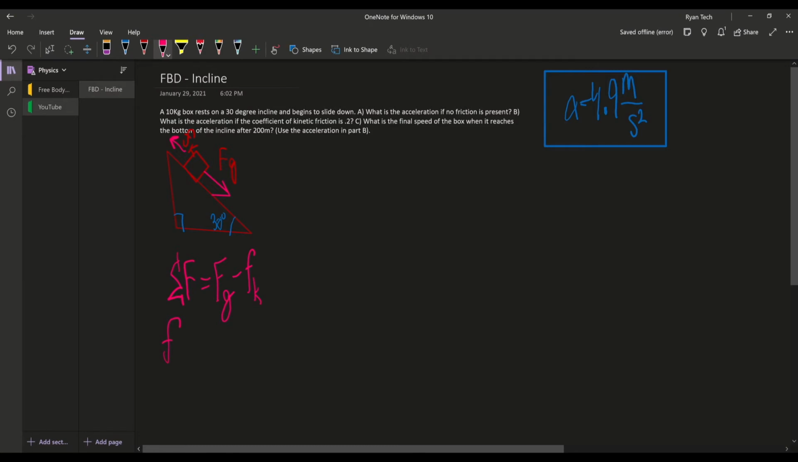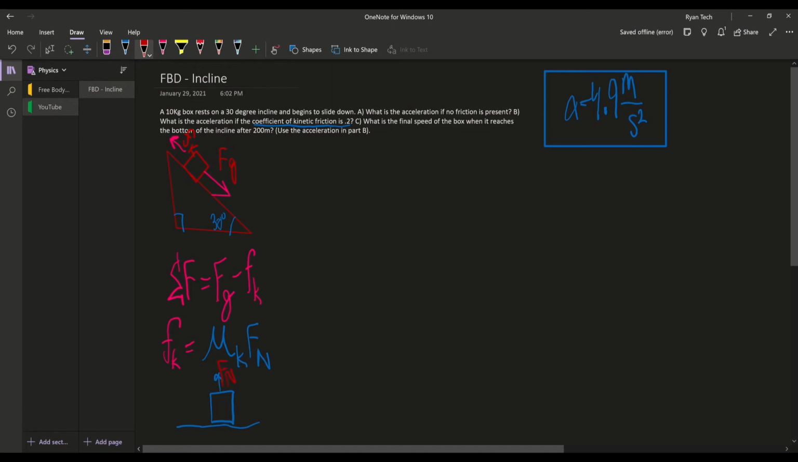So our kinetic friction is equal to mu, which is our coefficient of kinetic friction. As you see, it says it right here. I underlined it. So it's equal to mu k times our normal force. And our normal force, if this is our box, and let's assume this is our incline, is going to be the force bringing it up. So that's our normal force.